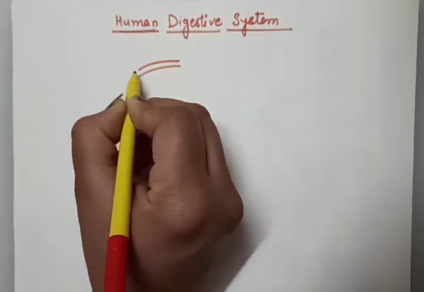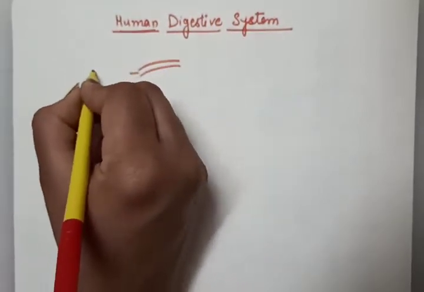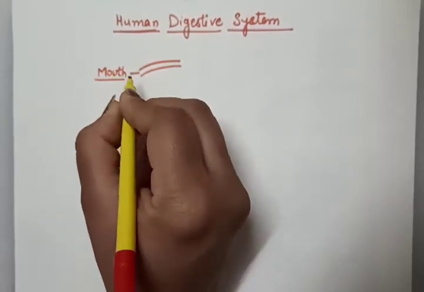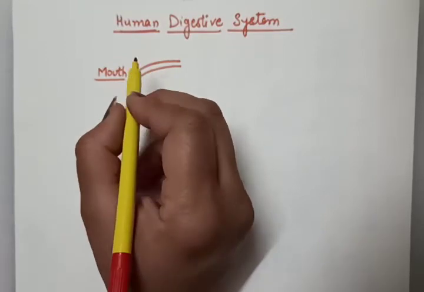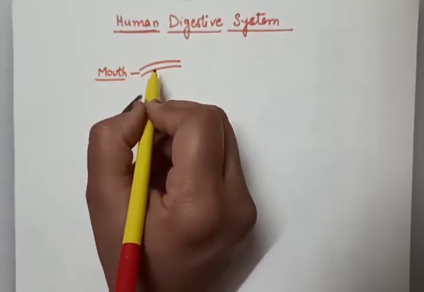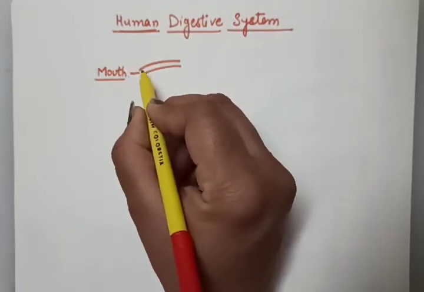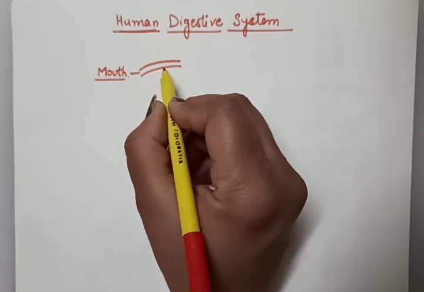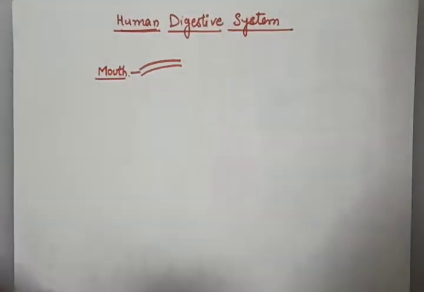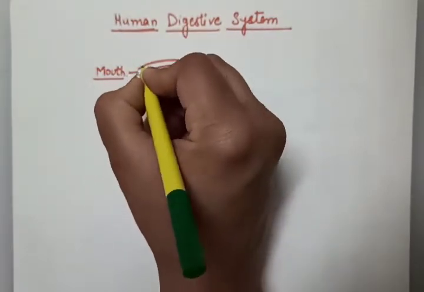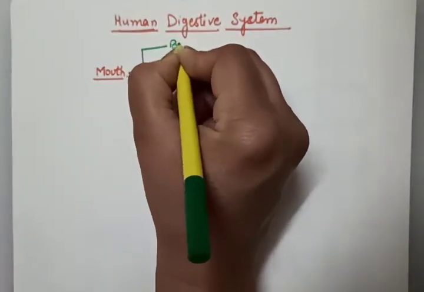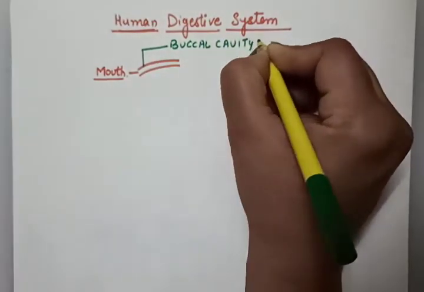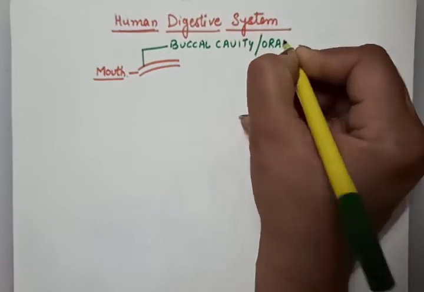Okay, that is the opening bounded by our lips. That is the mouth. It helps in ingestion of the food, that is in taking in the food, and it opens into a cavity that is called buccal cavity or oral cavity.